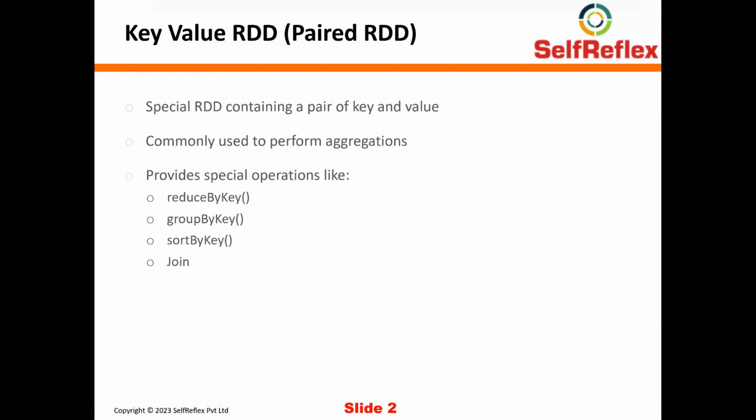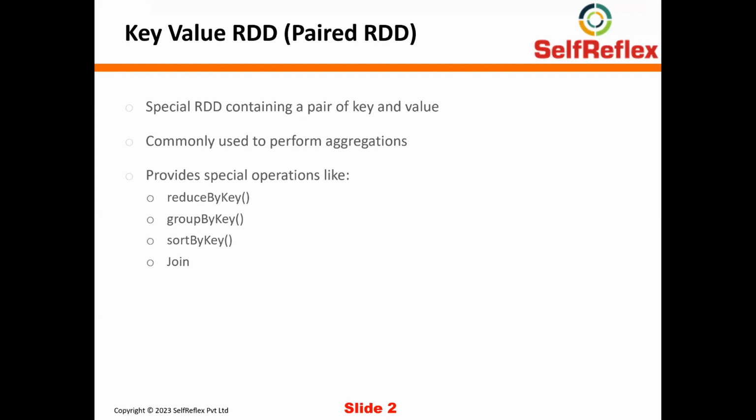This RDD provides some special operations, as I said, like reduce by key, where corresponding to one key, you can reduce all the values together by providing some function. Group by key, where you get all the values together for one key. Sort by key, where you can sort the RDD based on the key. You can join two different RDDs together based on a common key.